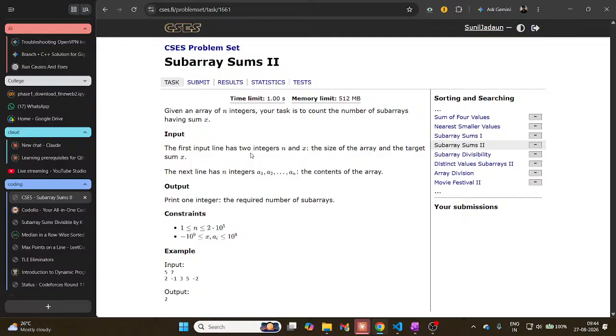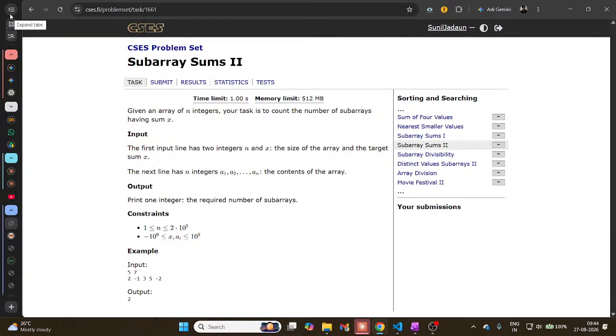Alright, guys. So we are going to do this question summarization. You have been given an array of integers, and your task is to count the number of subarrays having sum x.